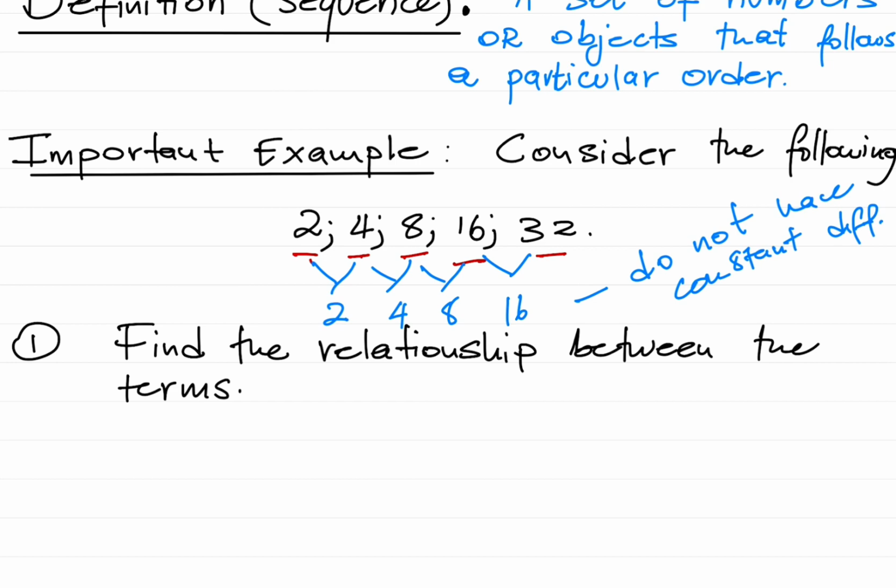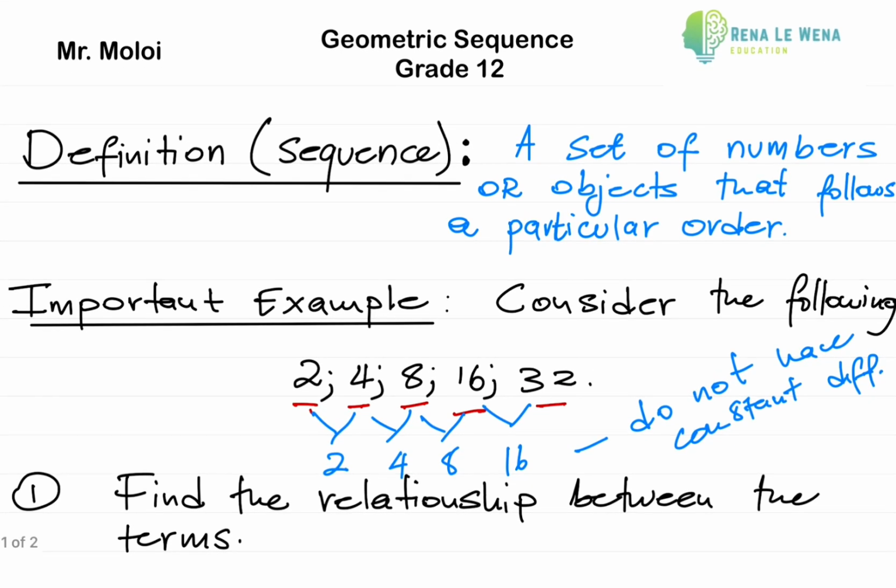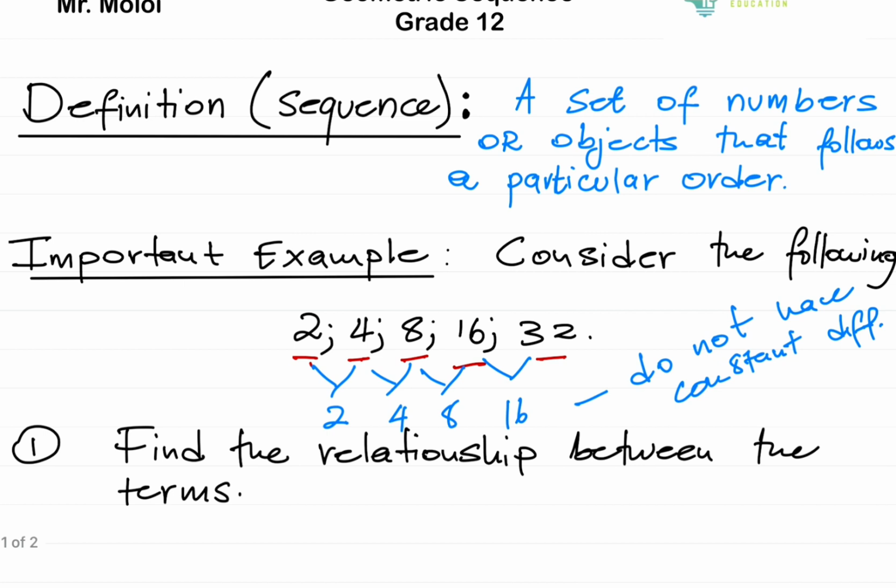Here we do not have a constant difference. Now, what can we do? In mathematics, we teach you how to think. We teach you how to come up with plans faster. We need to come up with a plan. What do we see? We see that for you to go to the next term, you times by what? You times by 2. Okay?